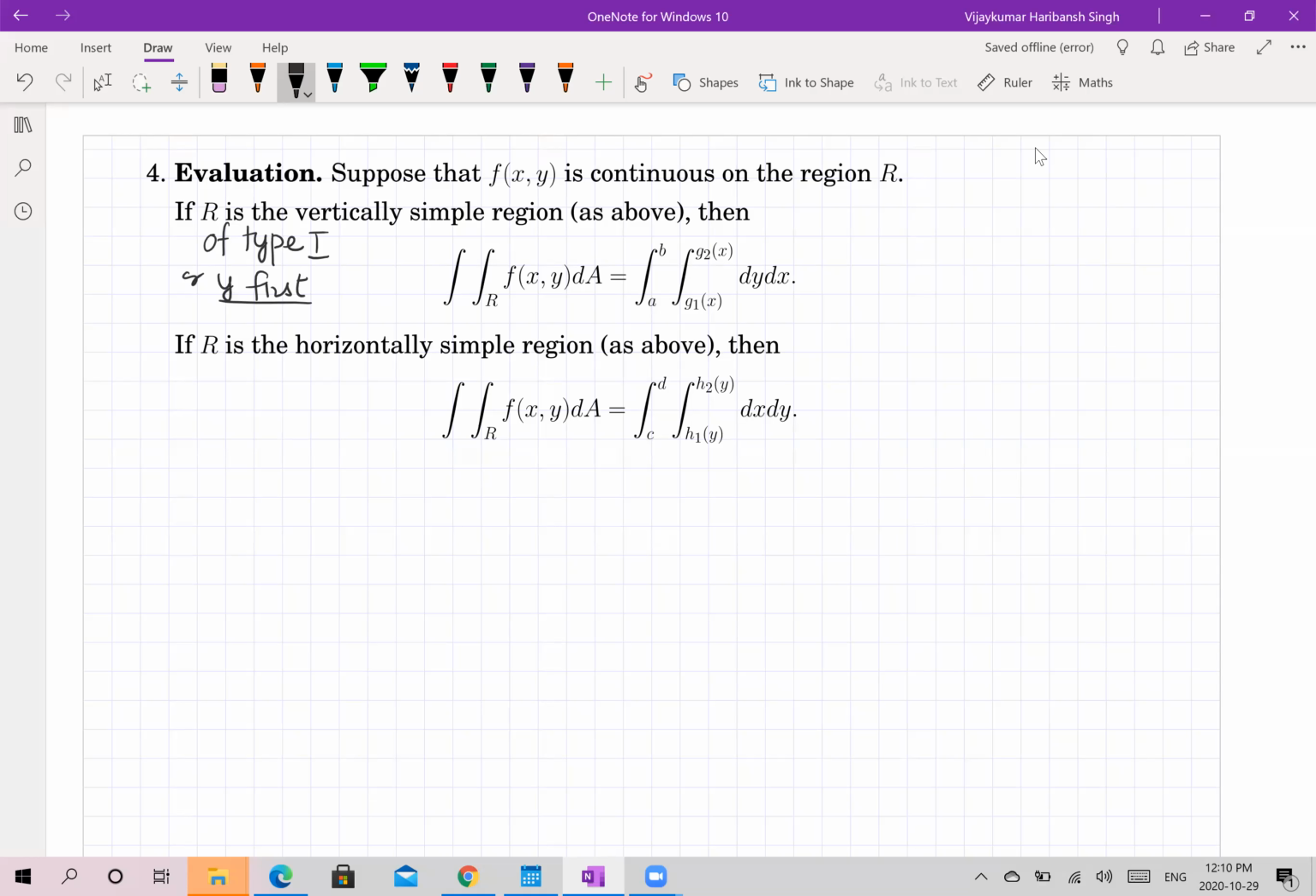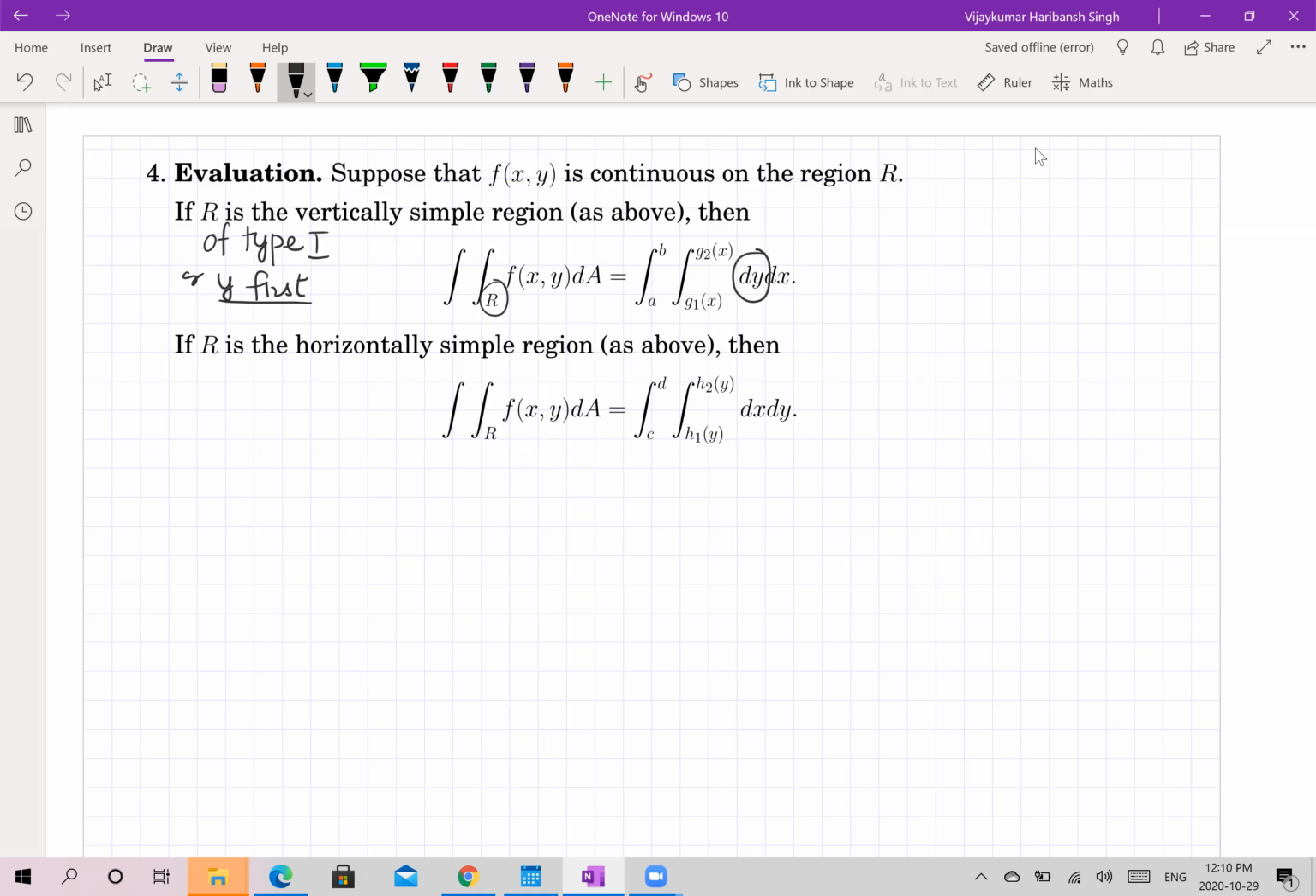If you want to integrate over this region R, you integrate y first, where y changes from g1(x) to g2(x), and then you integrate with respect to x. So this is your type 1 region integration: you do y first and then x. Why should the expression be the way it is? Let's see a quick proof of that.